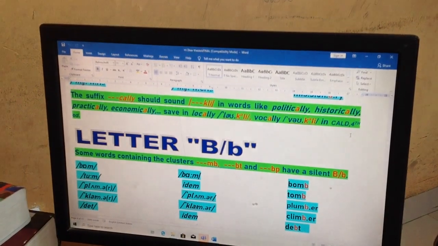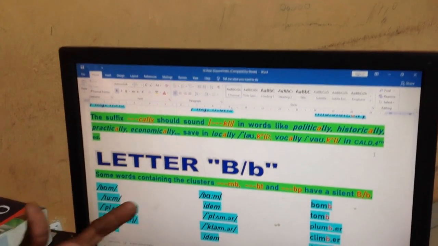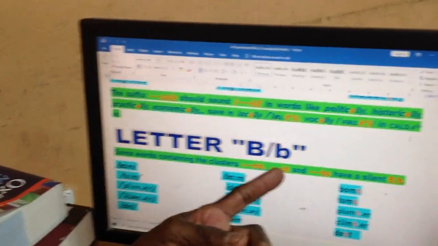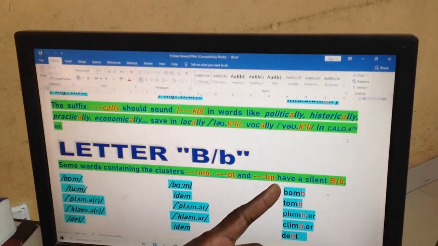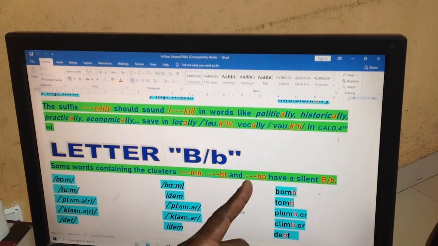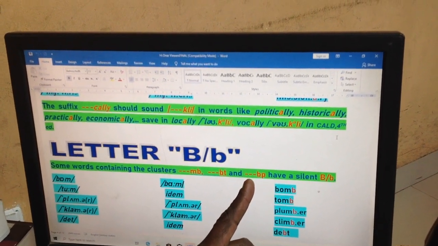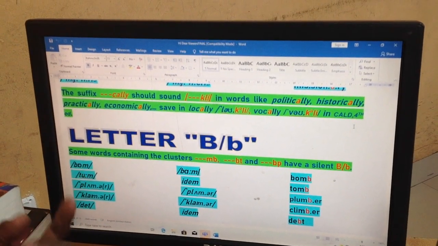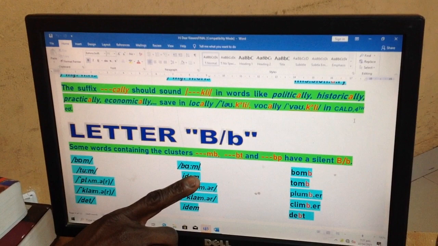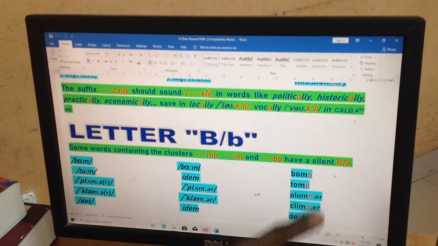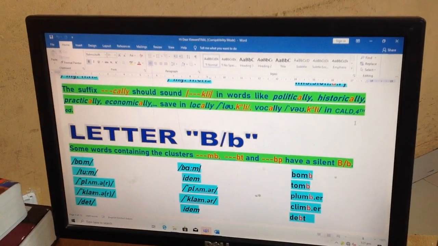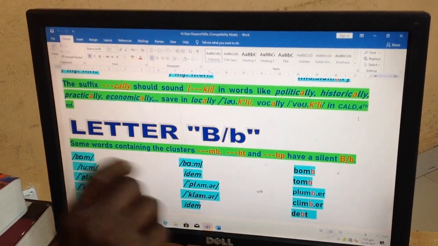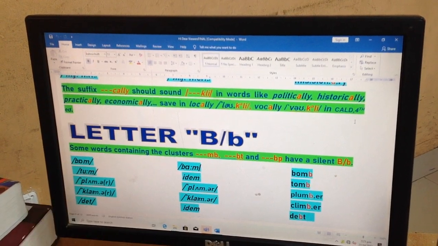We go to letter B. The rule says some words containing the cluster, cluster meaning combination, of MB, BT, BP. Well, in such combinations, not always, but often, the B is silent. So we get this one, bomb. Americans will make it a long R sound, bomb. B is silent. We have highlighted it in red. All the silent letters are entered in red color. So it's easy for you to spot them.